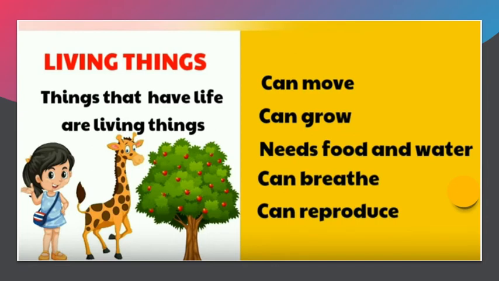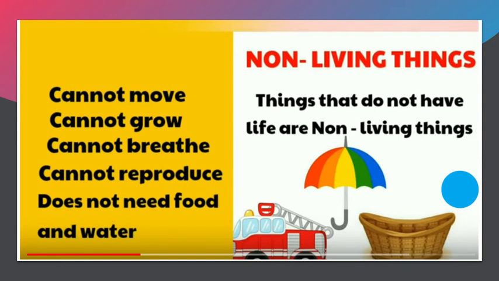Let's recall the different features of living things. Things that have life are living things and they can move, they can grow, they need food and water, they can breathe and they can reproduce. Things that do not have life are non-living things and they cannot move, they cannot grow, they cannot breathe, they cannot reproduce and they do not even need food and water.